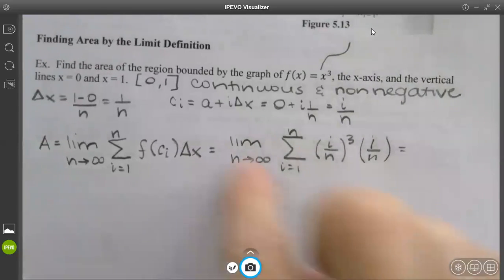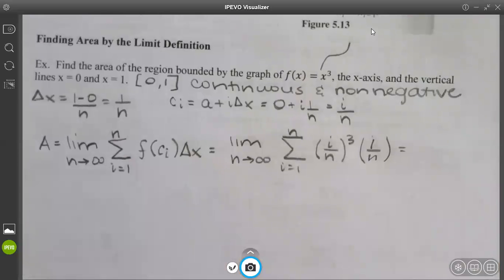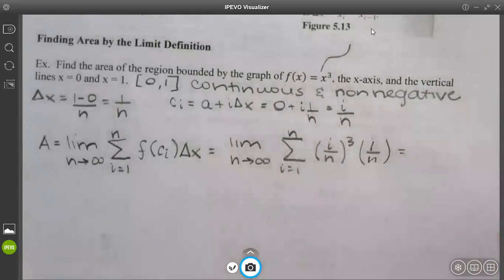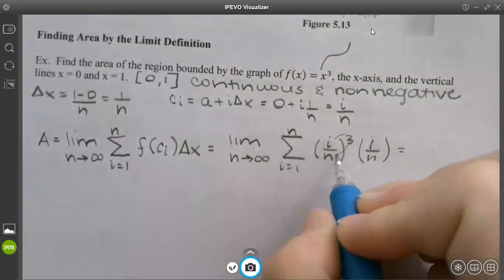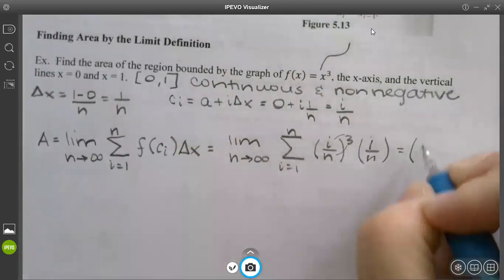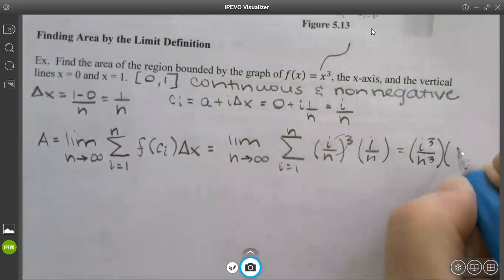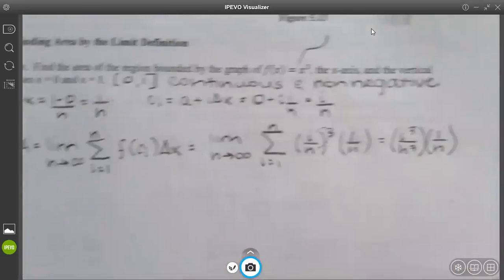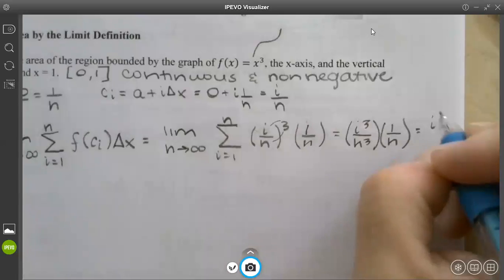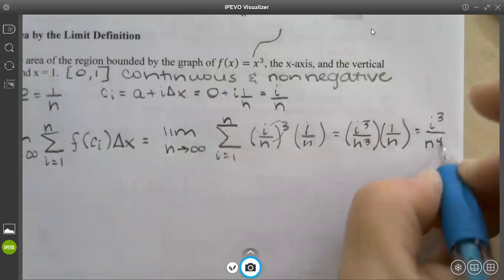I'm not going to write all this juju in the front. We're going to go to the end. What is i over n cubed? And then times 1 over n would be not over n, but n to the fourth. Look. You got to put the cube with both of them, right? Does everybody understand that? So yesterday we had a little problem with that. So I'm going to go ahead and write it out. i cubed over n cubed times 1 over n would give me what? There you go. We're all in it together. It's all good.